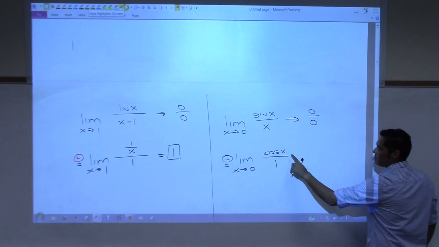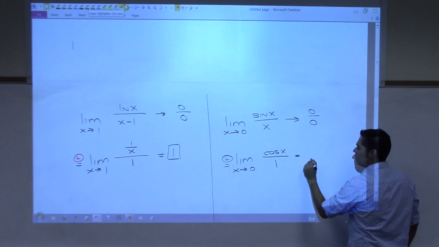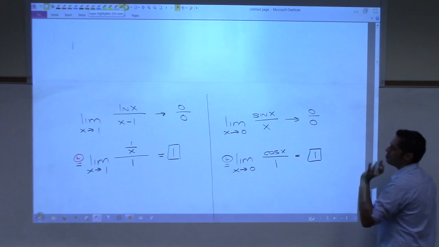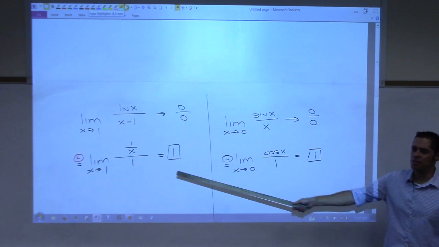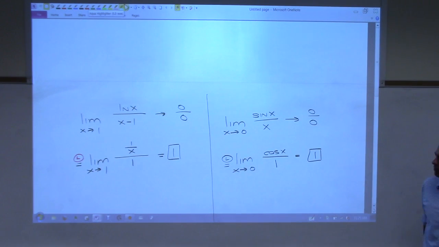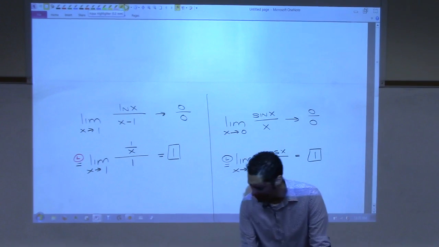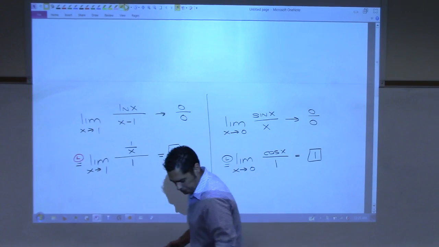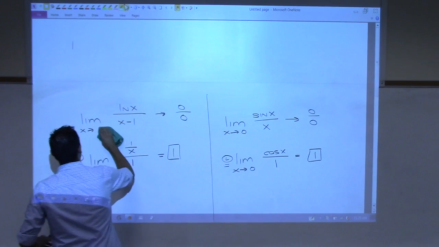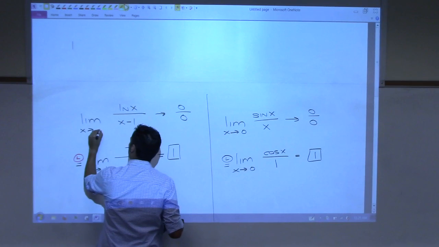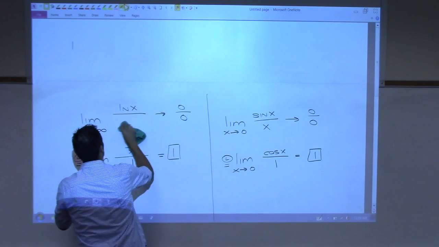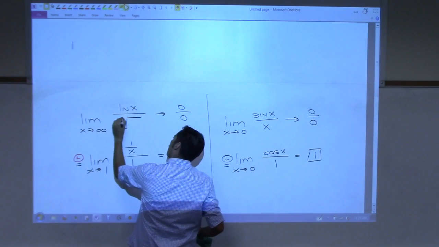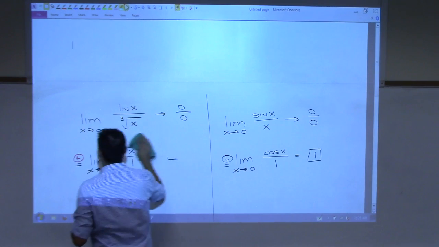So now cosine of 0 is 1, 1 over 1, 1. Now look, our answer is not always going to be 1. It's just a coincidence that these are both 1, all right? All right, let's look at another one. Let's change the limit. Let's go to infinity instead. Let's do natural log of x over the cube root of x.